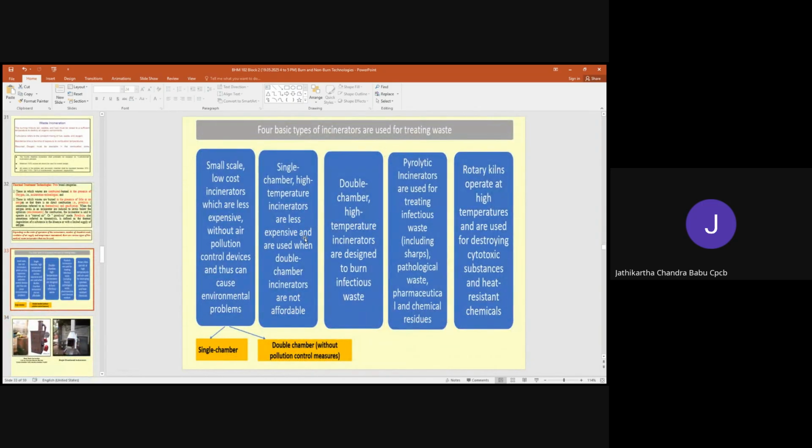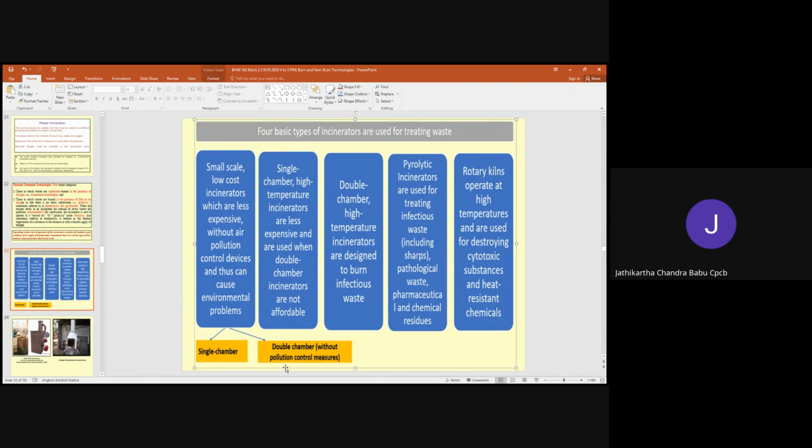And what are the types of incinerators? There are 4 or 5 types, depending on the type. Small scale and low cost incinerators are there, which are not at all permitted now. They are called single chamber incinerators. Secondly, single chamber high temperature incinerators are there. They may be having 2 chambers, but they do not have any air pollution control system. Therefore, these are also single chamber incinerators. And there are double chamber incinerators. Without seeing examples, you can't understand.